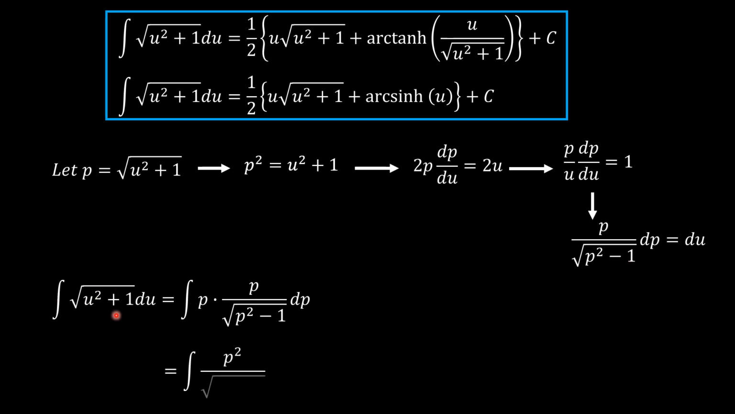So we can now substitute in place of square root of u squared plus 1, we have p. In place of du, we have p over square root of p squared minus 1 dp. And so we have the integral of p squared over square root of p squared minus 1. Let's continue and see how we might do that. The quickest substitution is the hyperbolic sine. So let's see how we might be able to do that.